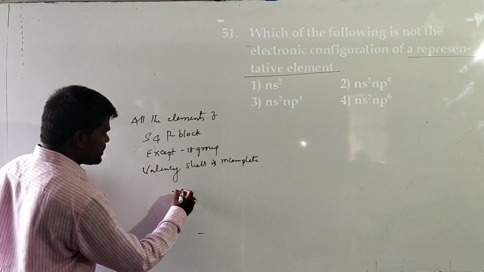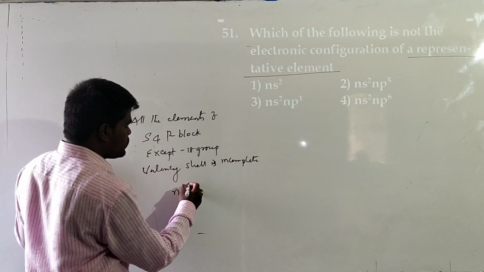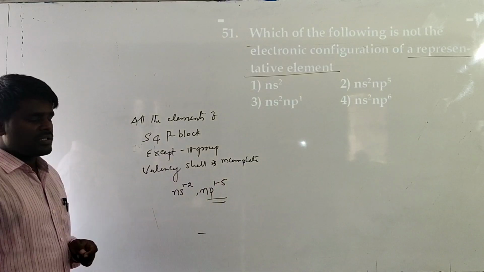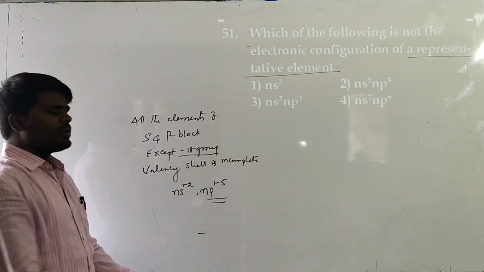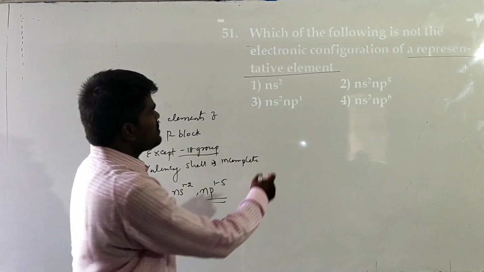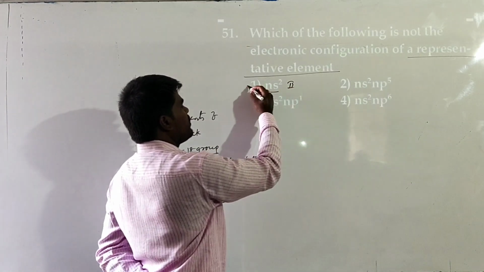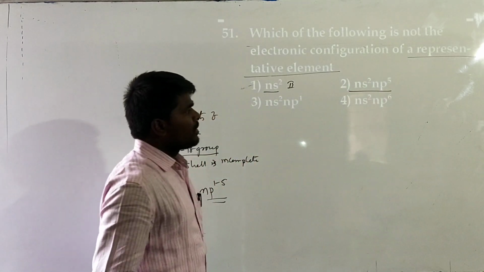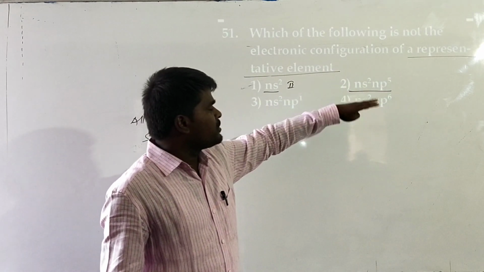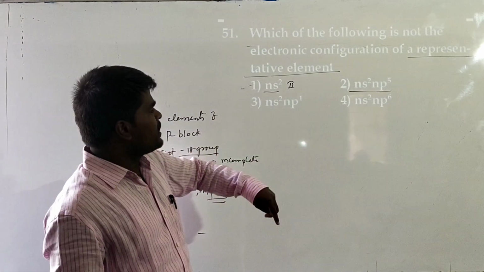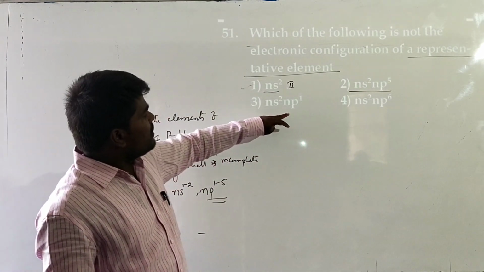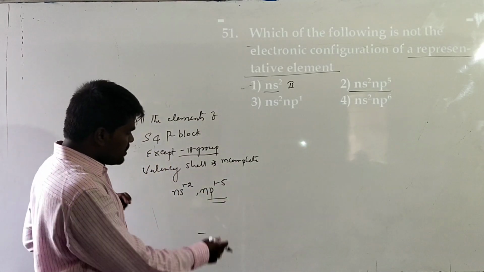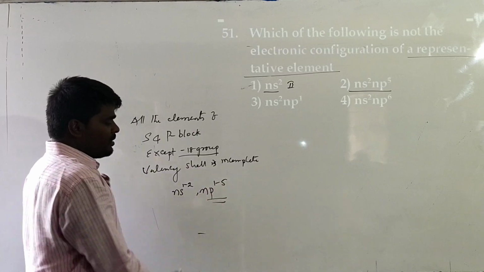What is the general valence electronic configuration? ns1-2, np1-5. This is the general one. Except group 18, all the remaining elements are called representative. If you see ns2, this is the second group, it belongs to the s block. Here ns2 np5, the p block is incomplete, so this is also the electronic configuration of representative elements. Here ns2 np1 is also a representative element configuration because it comes under the category of np1-5.